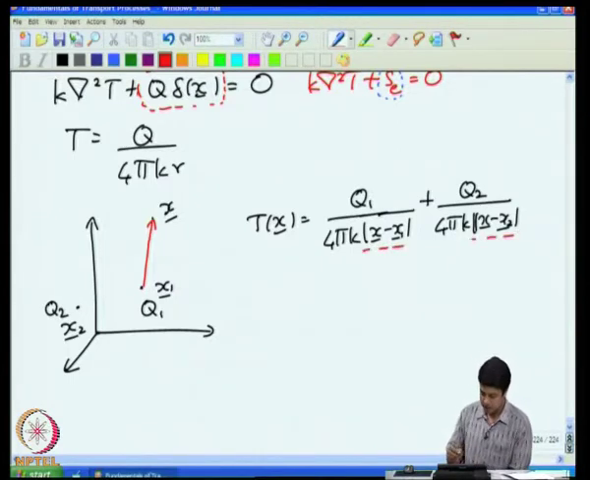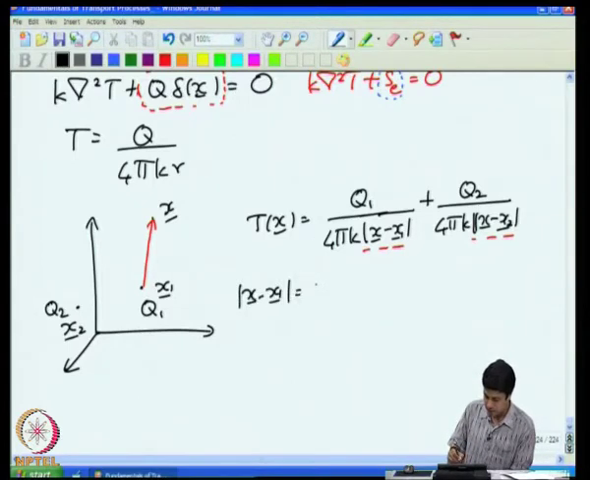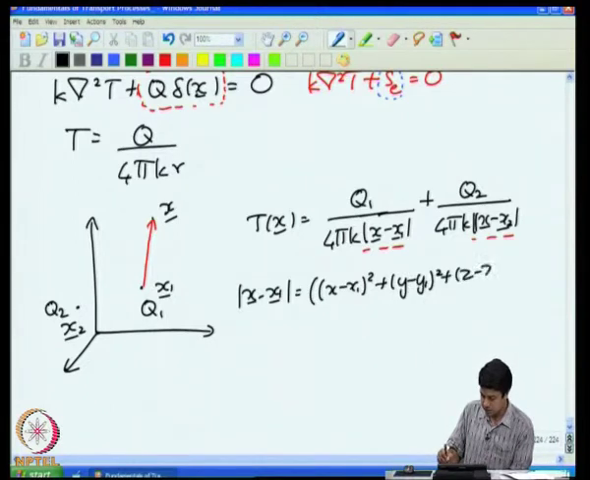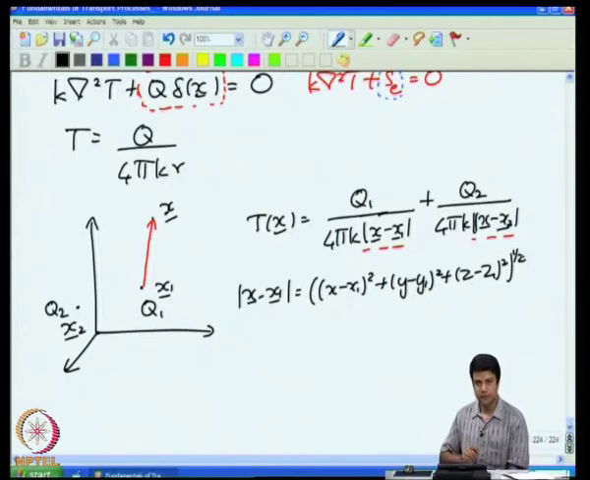That means that the modulus of x minus x1 is equal to x minus x1 the whole square plus y minus y1 the whole square plus z minus z1 the whole square, to the half power. Just as r was equal to square root of x1 square plus x2 square plus x3 square, this is the distance between these 2 locations, the length of the vector x minus x1. So there is 4 pi k into x minus x1 the whole square plus y minus y1 the whole square plus z minus z1 the whole square, whole under root.